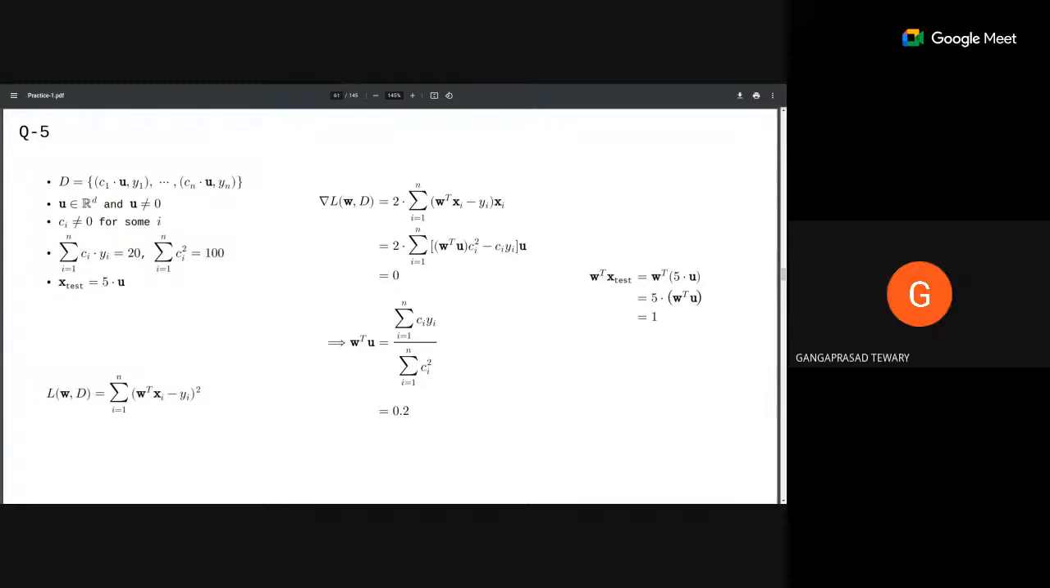Are you saying that U is common for all the data points? I mean, U is the base, right? So C1 times U, C2 times U, they're all multiples of the same U, right? All data points. Okay, so here we are assuming that U is common. Yes. So one trivial question, sir.